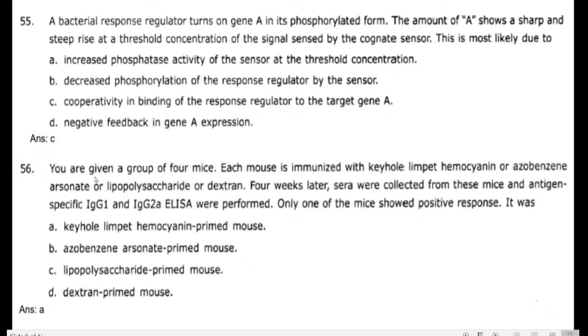Next question: you are given a group of 4 mice. Each mouse is immunized with keyhole limpet hemocyanin, or azobenzene arsenate, or lipopolysaccharides, or dextran. 4 weeks later, sera were collected from these mice and antigen-specific IgG1 and IgG2a ELISAs were performed. Only one of the mice shows a positive response. Why is it only one mouse that shows a positive response?